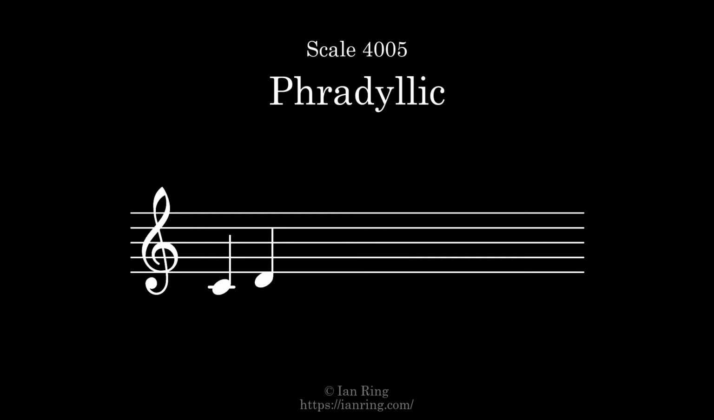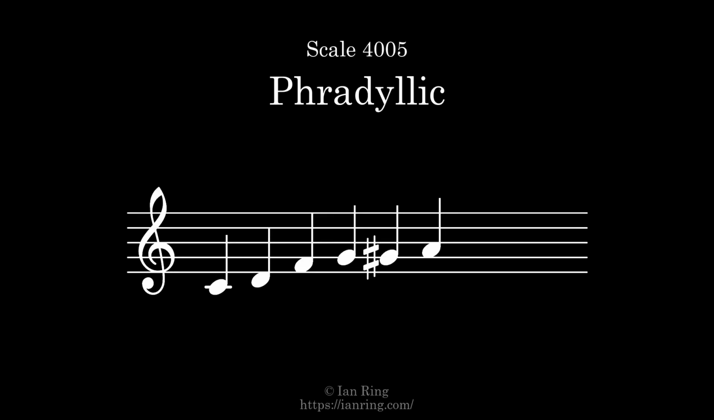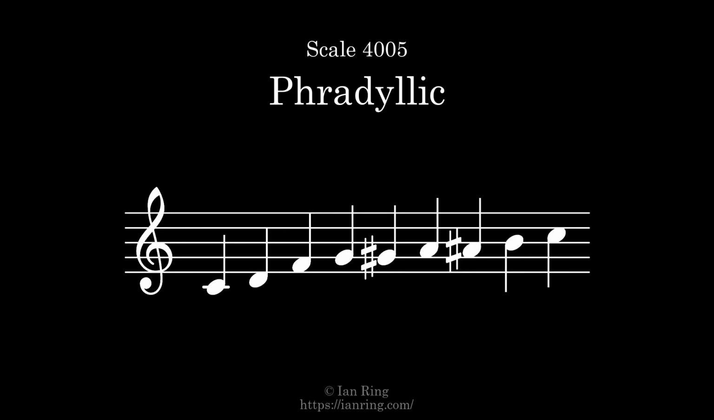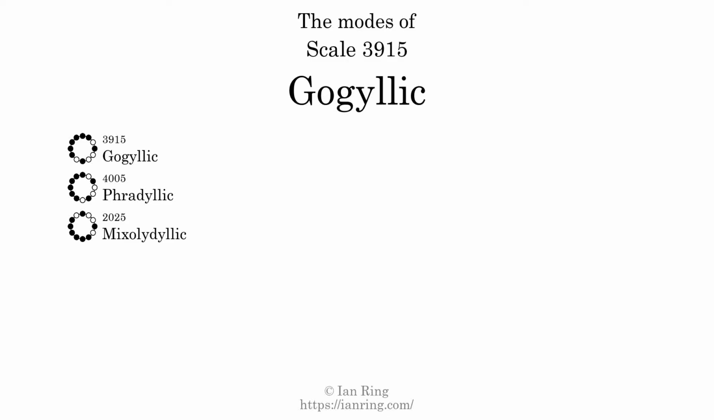This scale has 8 modes. The first mode is itself. The second mode is scale 4005, also known as Triads. It sounds like this. The third mode is scale 2025, also known as Mixolydic. It sounds like this.